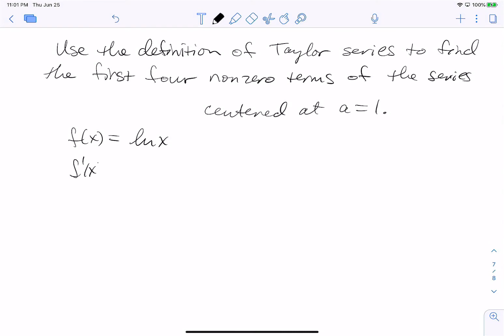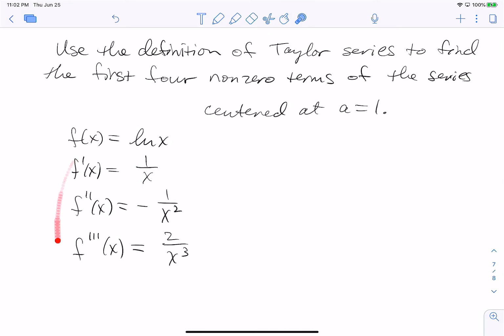F prime of x, we need to start taking derivatives because this says use the definition. And f prime of x is equal to 1 over x. Second derivative, f double prime of x is, well, we're going to use the power rule. This is x to the negative 1, isn't it? So this is going to be negative 1 over x squared. The third derivative of f is 2 over x cubed.